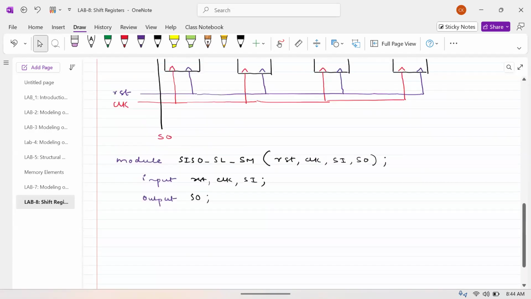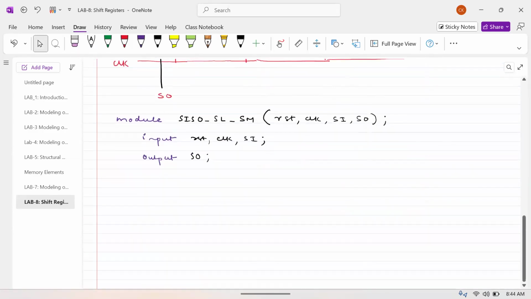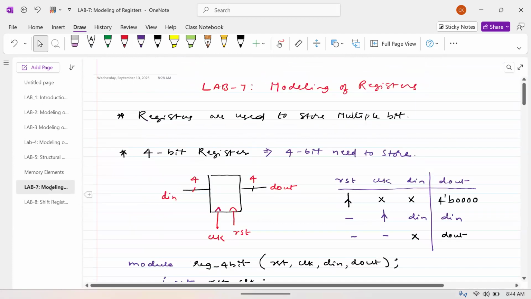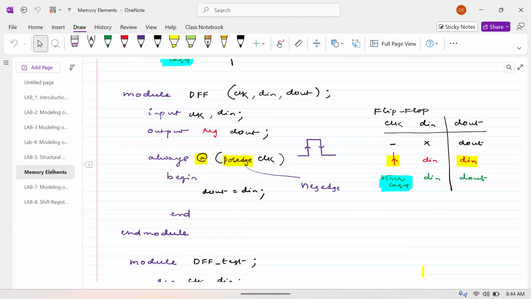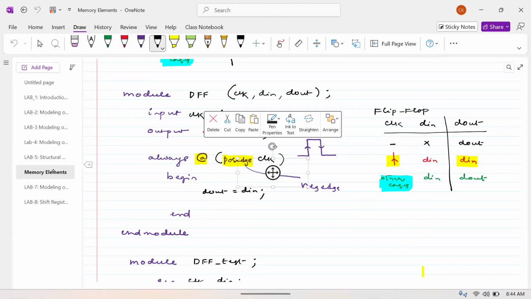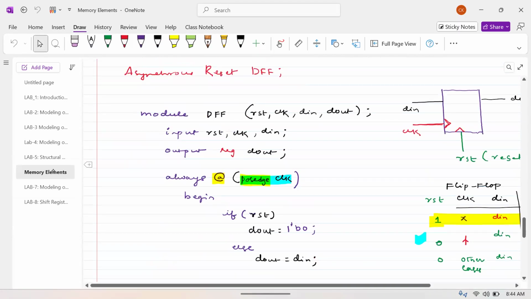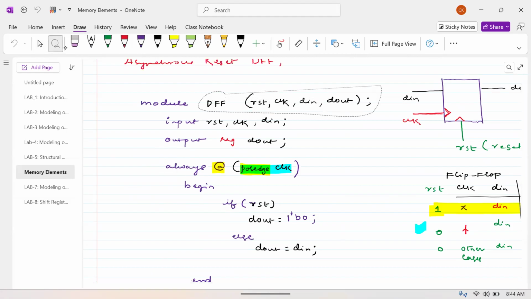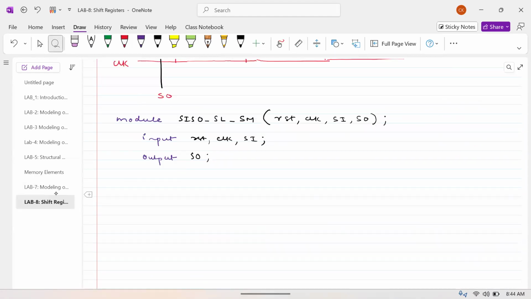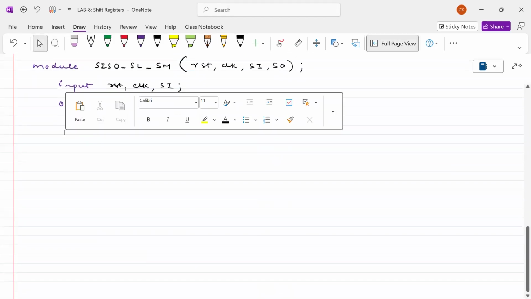So what is the flip-flop that I have written there? Previously, I have written one flip-flop. So let me go and take that flip-flop somewhere in the memory elements. Consider this. RST is not there in that one. Yes, here RST is there. Let me copy this one and paste it here.